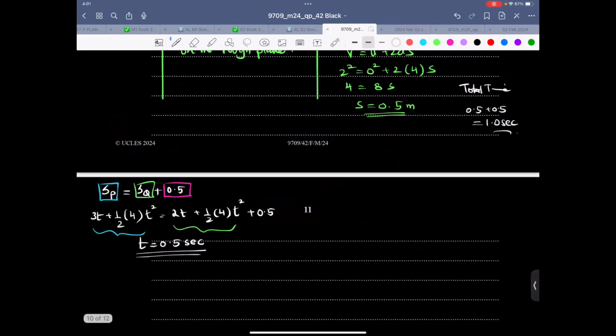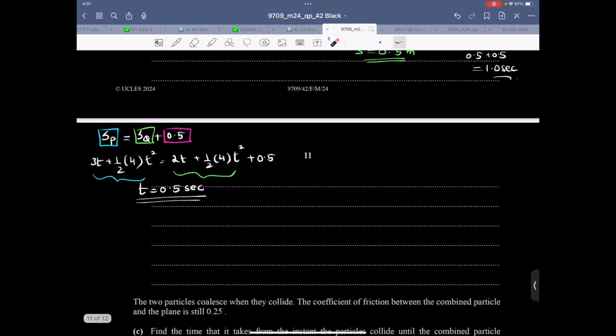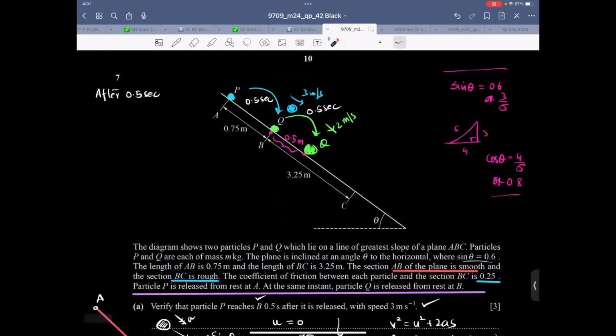Now I have actually moved to the next part. It says the two particles coalesce, they become one single unit when they collide. The coefficient of friction between the combined particle and the plane is still 0.25. Find the time it takes from the instant that the particles collide. So now the story is about the two particles colliding until the combined particle reaches C. So we have to see how much of the distance is left.